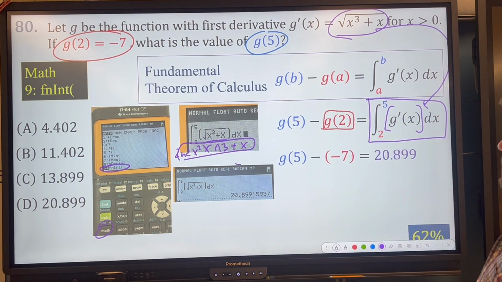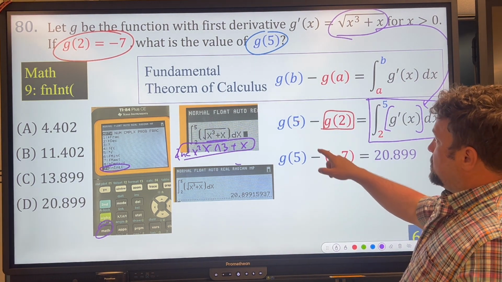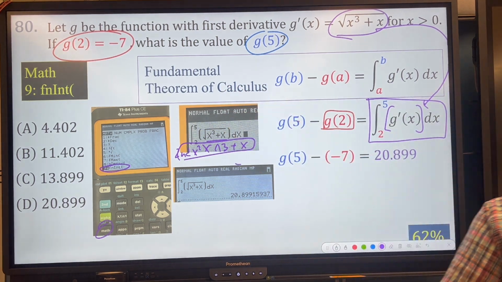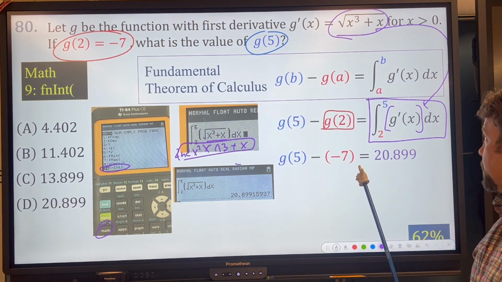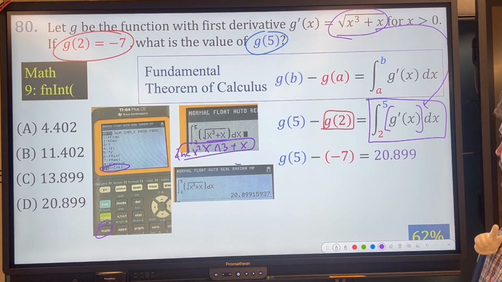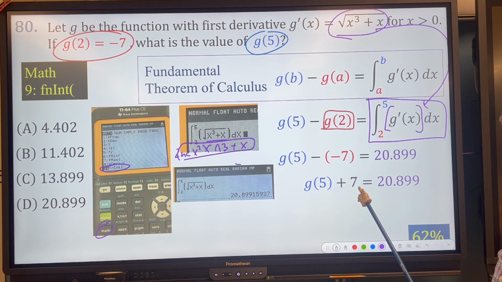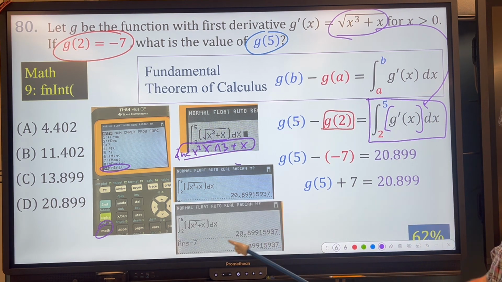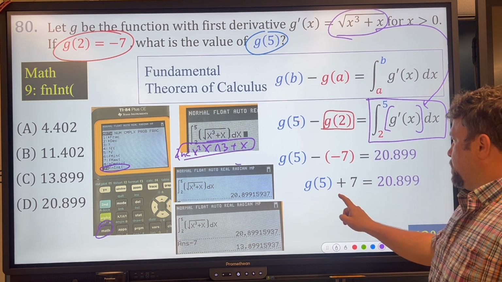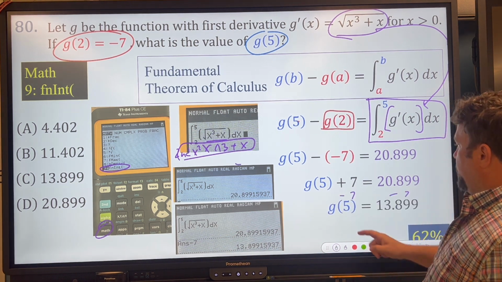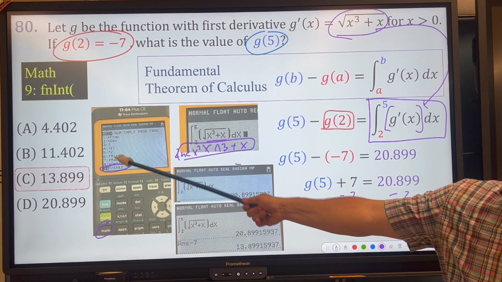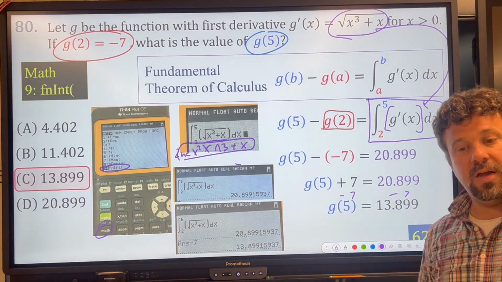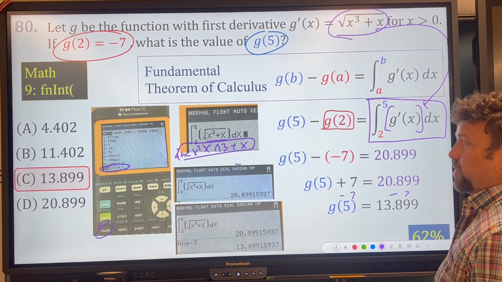Now, this says g of 5 minus our negative 7 from before, with a little arrow, our negative 7 from before, equals 20.899. This becomes a plus 7, and then we subtract 7 from both sides, and you get g of 5 equals 13.899, bam, which is C. All right, the calculator did all the rough work for you.